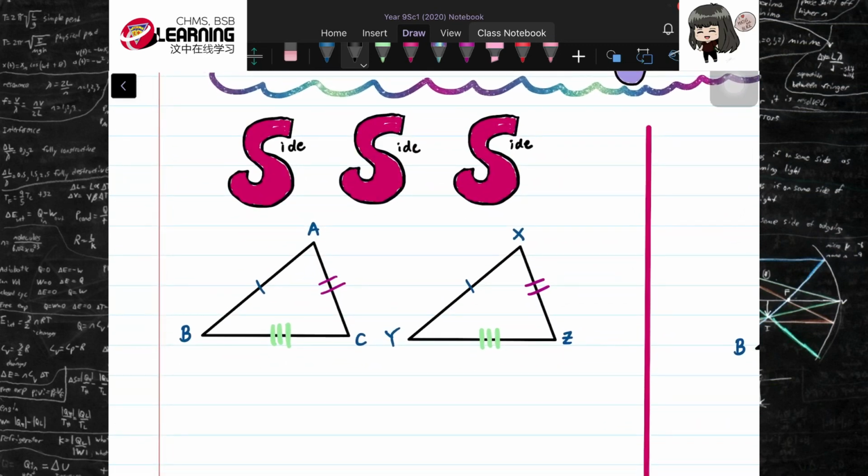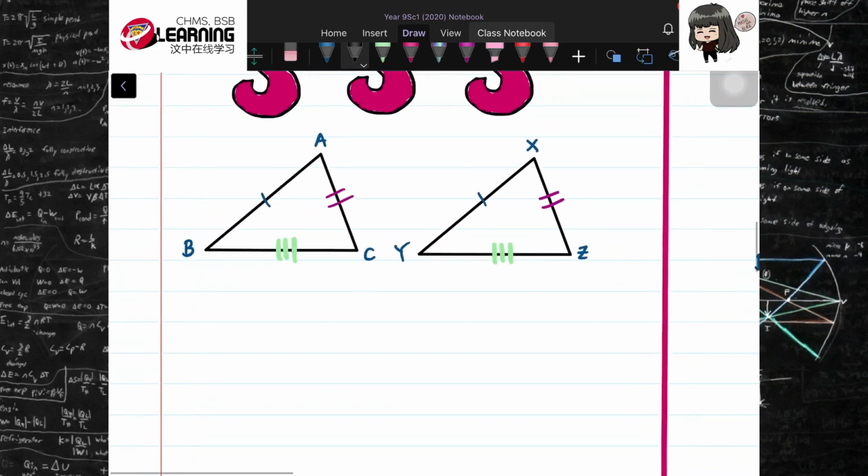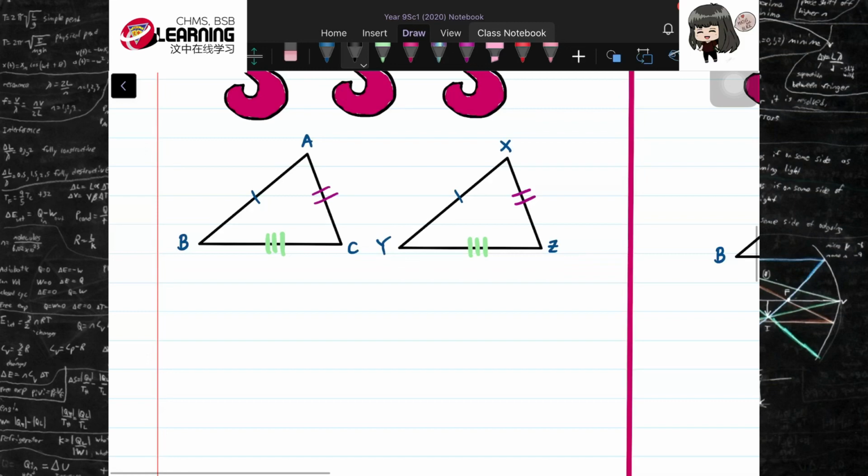Okay, we are not given any angles, but we are given 3 of the sides. If we are given 3 sides are the same, we can conclude that they are congruent. Okay, so in the question they will ask you to state the reason. Okay, the reason when we write it down is in this way.